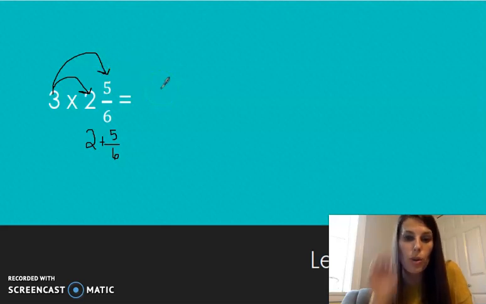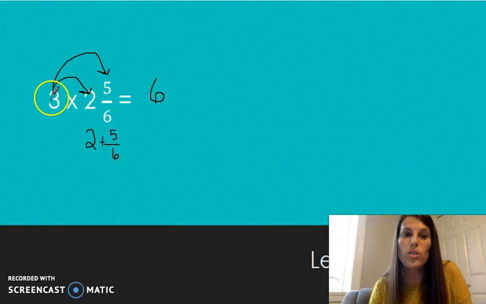So let's do the first part. Everybody, what's 3 times 2? Go ahead, tell me. You got it, it's 6. So write down 6 on your paper. And then we are going to do the fractions. Remember, the whole number 3 can be expressed as a fraction over a denominator of 1, and it still is the same thing. 3 over 1 is the same thing as 3. So when I multiply across, 3 times 5 is going to give me 15 for my numerator. And then when I go across the denominator, 6 times 1 gives me 6.